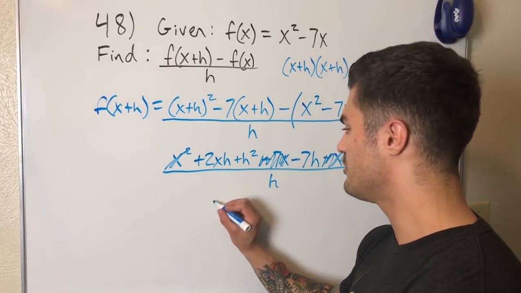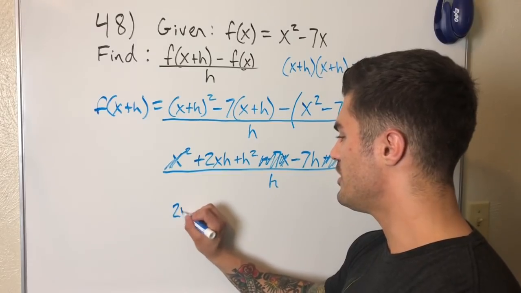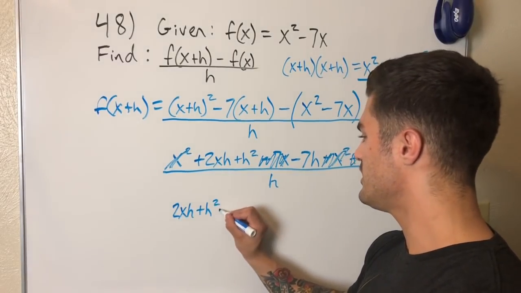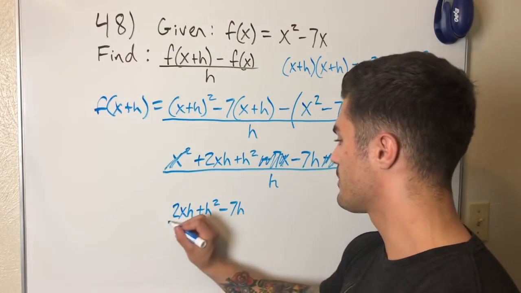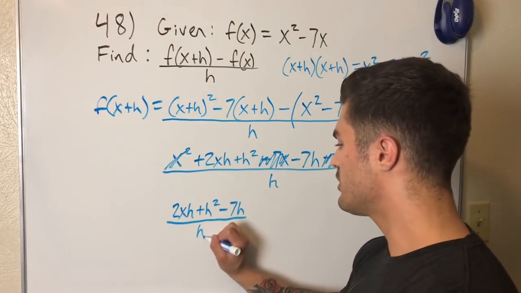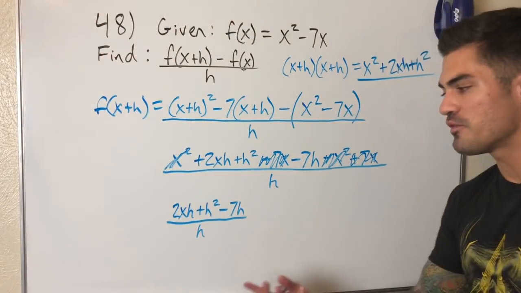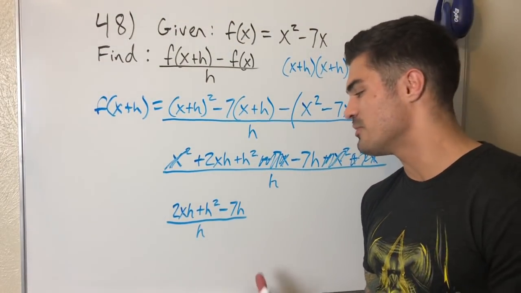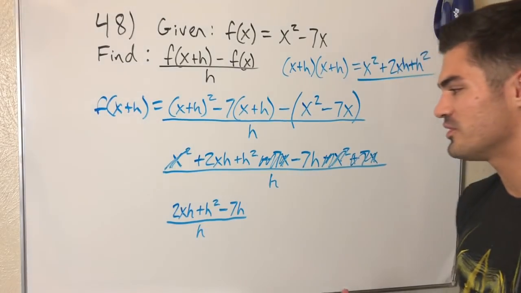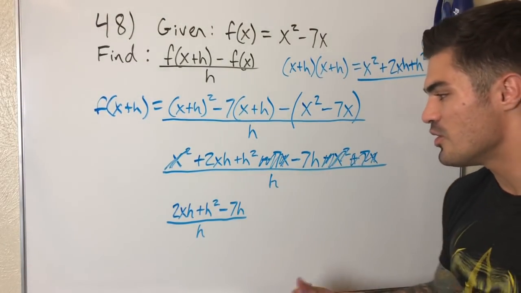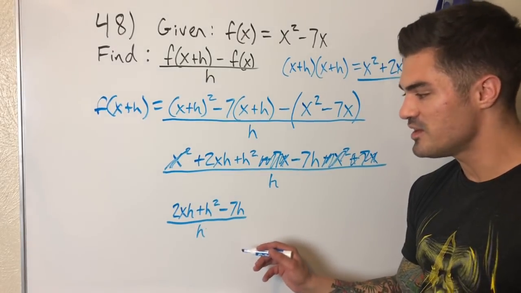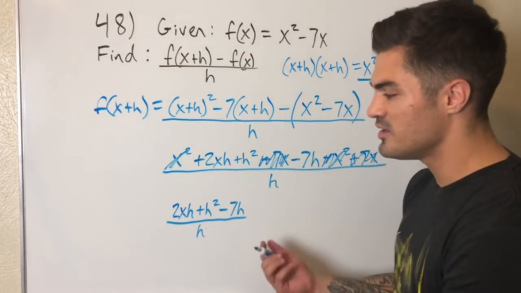So hopefully y'all can see all the way down here. This is 2xh plus h squared minus 7h all over h. And so what I can really do is I can factor an h out from the top and cancel with this h on the bottom. So I can actually get rid of my denominator completely and be left with something that's not a fraction. So if you want to think of it as canceling this h with each one of these terms, that's fine. But really what you're doing is you're factoring out an h and canceling.